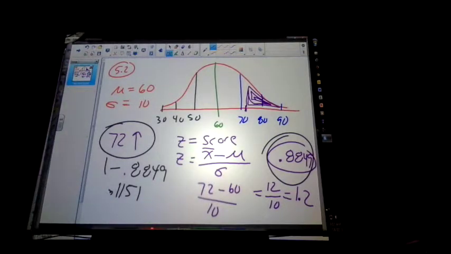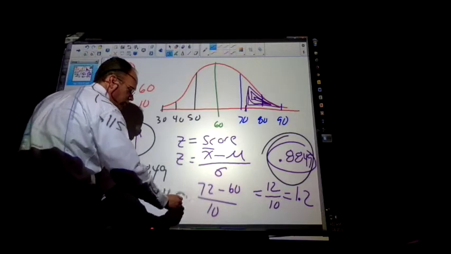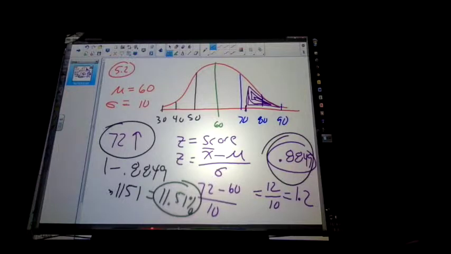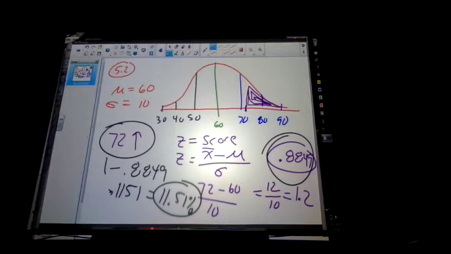Okay? So what proportion of the airbags will take longer than 72 milliseconds to inflate? 11.51% of my airbags in this scenario will take longer than the 72 milliseconds to inflate. Okay? If I go to letter B, it's done the same way. Again, it's talking about longer. That came to an answer of 0.02.